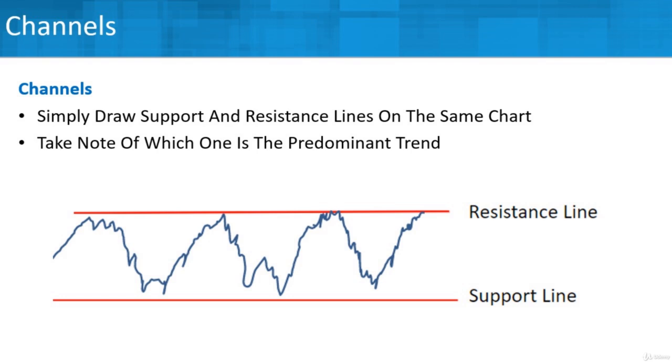And you might say, well, this kind of looks like a rectangle, and they can, and they usually do, but they could also form other types of shapes, as far as a channel or a range where there's trading happening between the resistance and the support line.